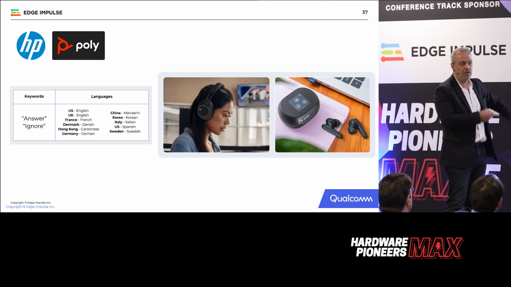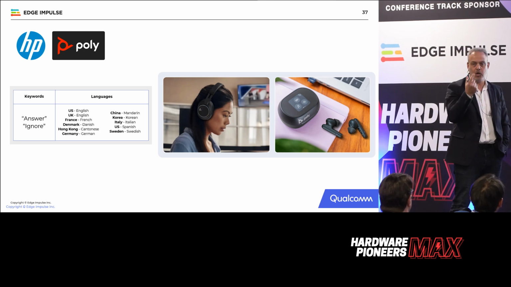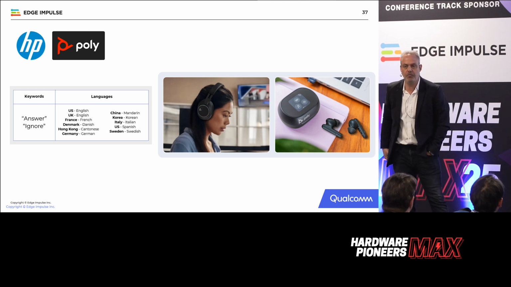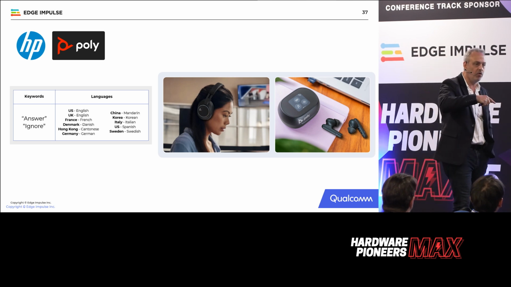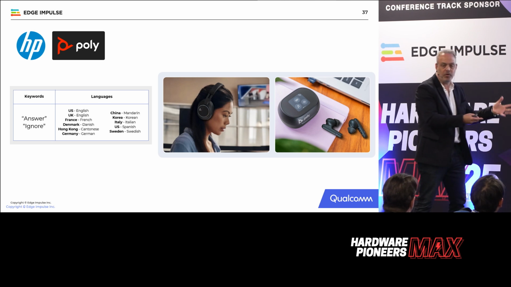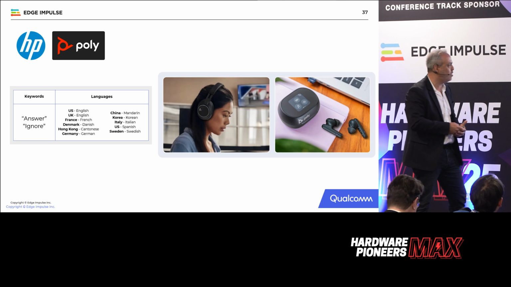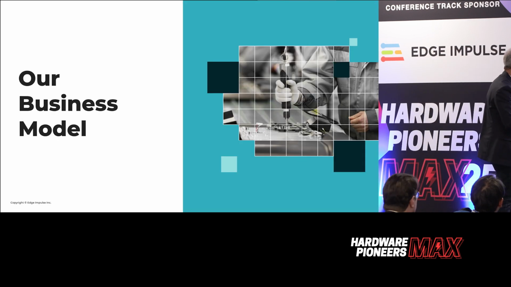Poly, HP. If some of you are using this type of remote and there is a call and you are not at your desk and the phone is not with you, it will ask you: answer or ignore. If you say answer, it will answer the call. Ignore or not. This is very important. In the end, it's EdgeAI. It's on the edge. This is the type of application and customers we support to production.